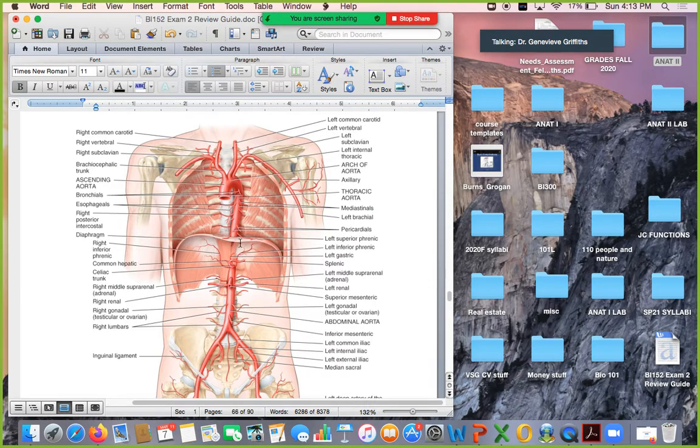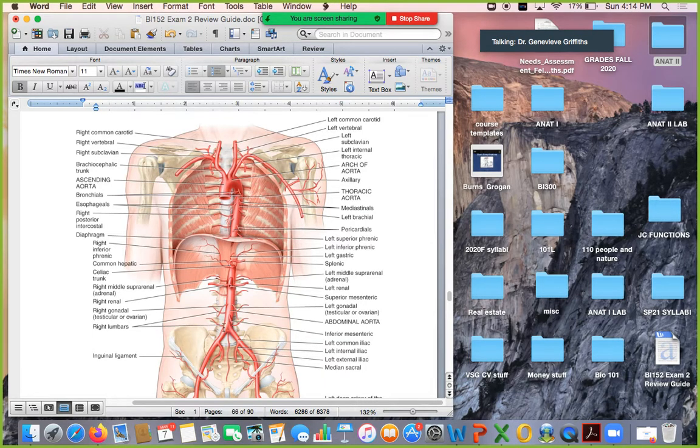Then we have the pericardials, which are going to feed the pericardial cavity. Following down, we have the phrenic, which is going to feed the diaphragm. We have the superior phrenic and the inferior phrenic. And then as we've traveled down from that, we have the gastric and the splenic. Then we have the suprarenal and the renal, the superior mesenteric, the gonadal, and the inferior mesenteric.